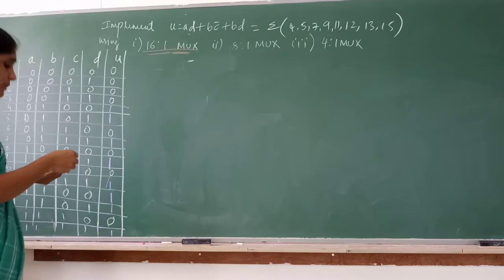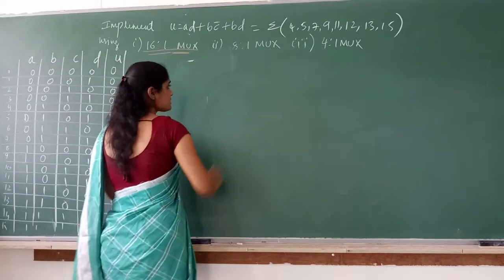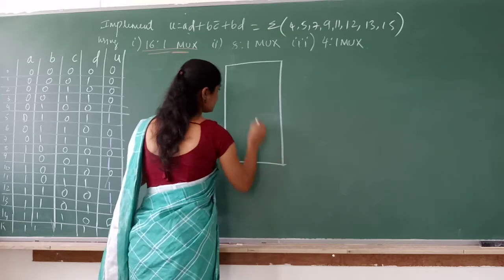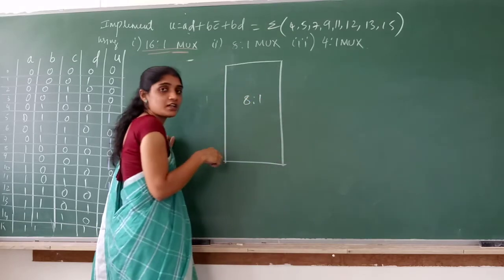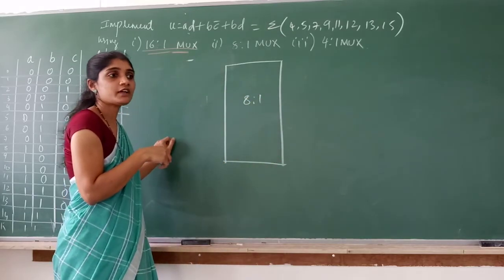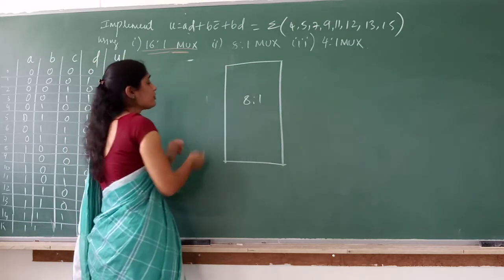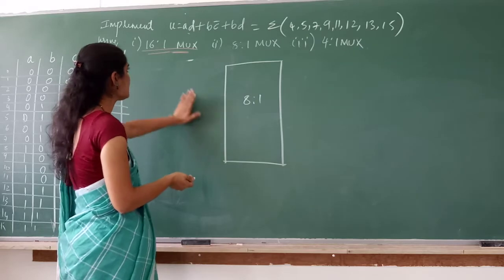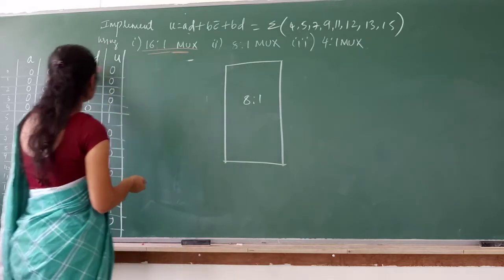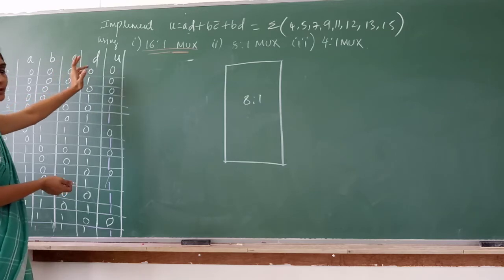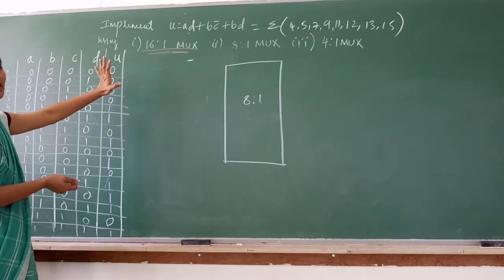So 8:1 mux. Let us write the logic symbol of 8:1 mux. 74LS151 is the 8:1 mux. Before we write the logic symbol, just confirm which 3 of the 4 variables you are taking as select inputs. In the question, they have not given anything.